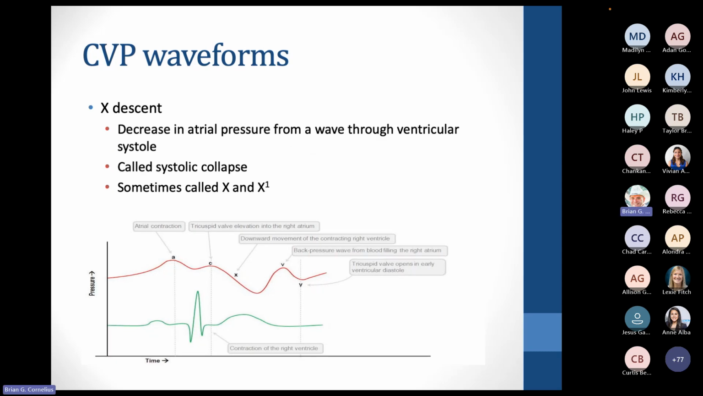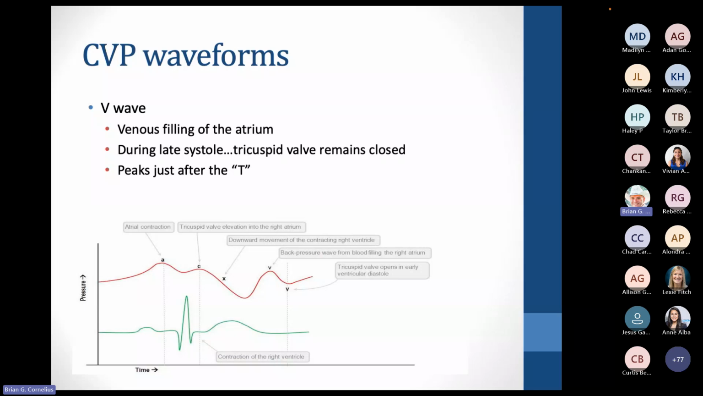The X wave is the drop in atrial pressure from the A wave down through the ventricular systole. So think about this as like systolic collapse. What you're seeing here is that the right ventricle is starting to collapse, and you're getting a little bit of a decrease in the pressure there. And then ultimately what happens after that is that you start to have the blood filling the right atrium again, so pressure goes back up. And then you may or may not see the V wave of your tricuspid valve as it starts to open. So just think about how those flow through things.